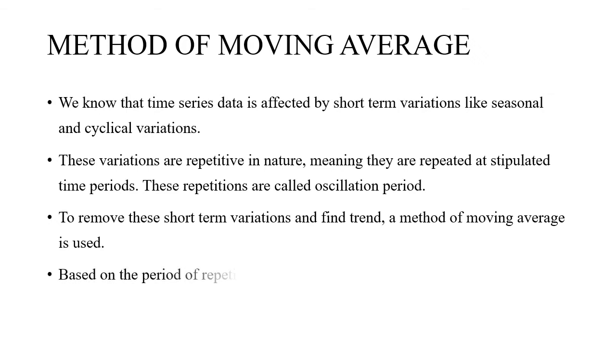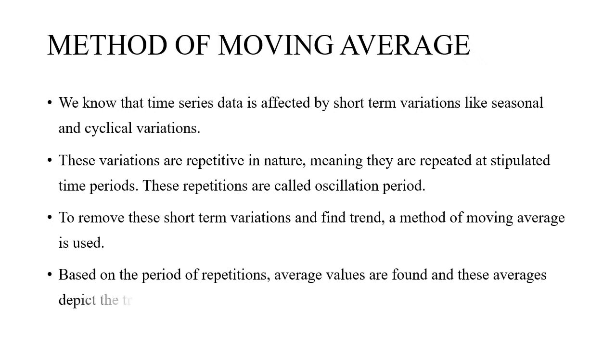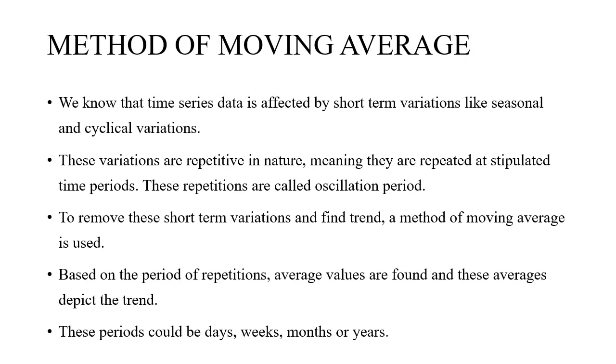Based on the period of repetitions, also known as the oscillation, average values are found, and these averages depict the trend. So the average values based on the period of repetitions are found, and then we find the average of those values. These periods could be days, weeks, months, quarters or years. It is not necessary that the repetitions happen in years or months only. It could be anything.